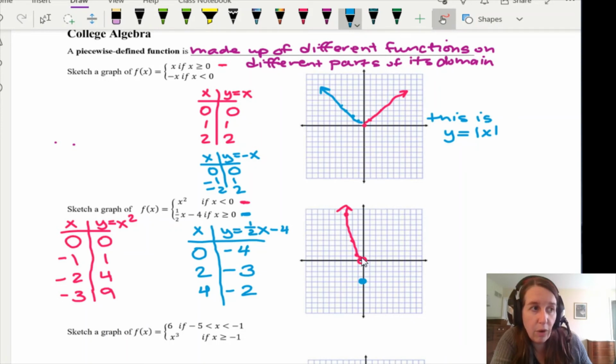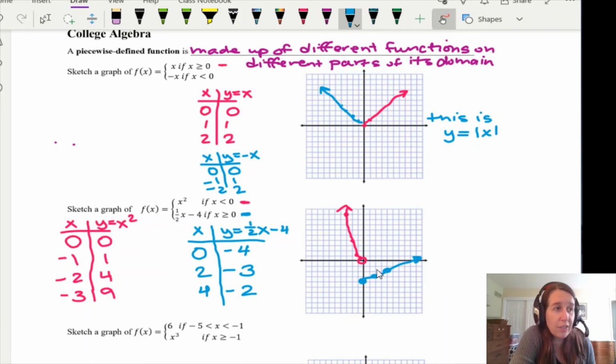Okay, so only one of those points on the same vertical line could be filled in, right? Vertical line test for functions. Okay, now go to 2, -3, and then 4, -2, and then you can draw a straight line there. Okay, so this piecewise function, you can see it's in 2 pieces. The pieces are different than each other, but you have 2 pieces on 2 different domains.